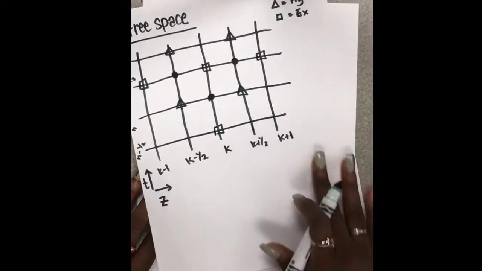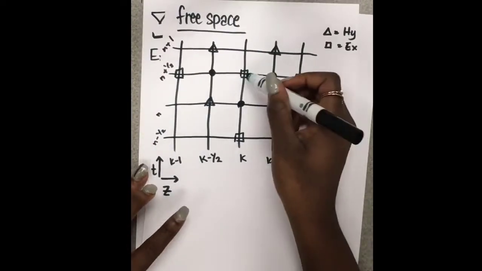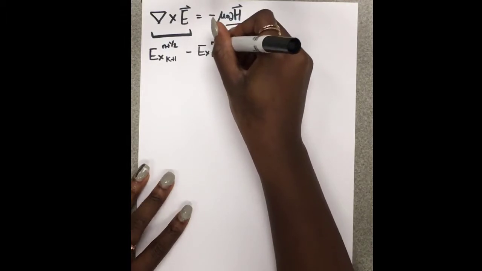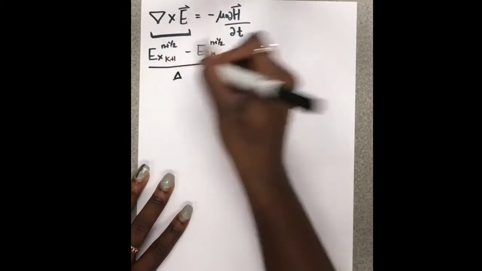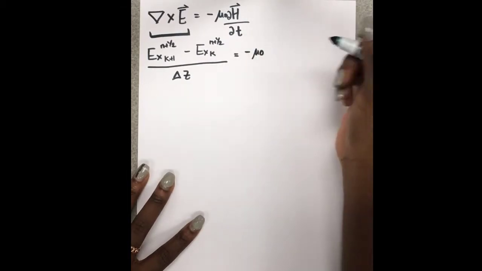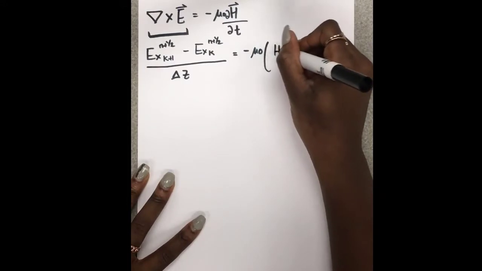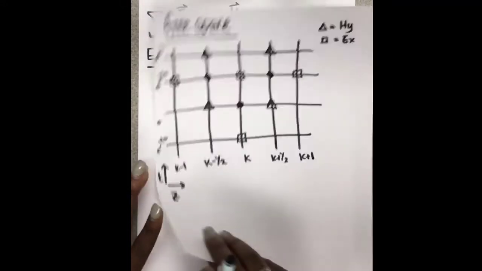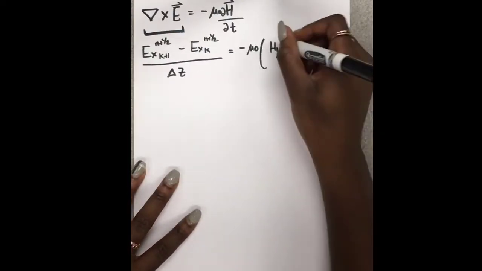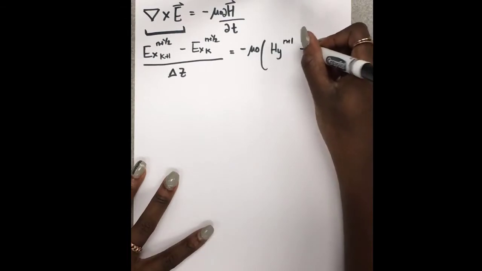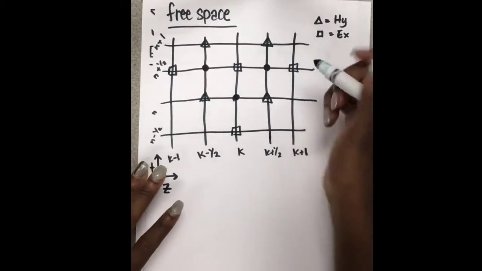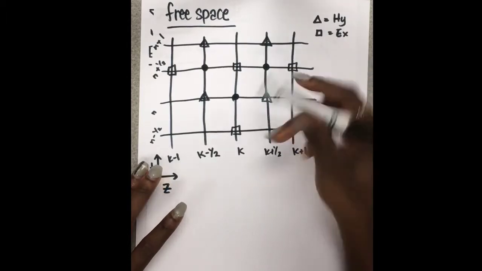And in this case, we have our n, so our time values are constant. So we have a constant time of n plus a half. And then we take that and divide it by the difference, which in this case will be a change in z. Then for the other side, we have a time derivative. So equally, we will have our Hy. And if we go back to our grid, we have our Hy at n plus 1 and at n. So Hy at n plus 1 subtracted by Hy at n. And they're both at a constant time and a constant point in space of k plus a half.